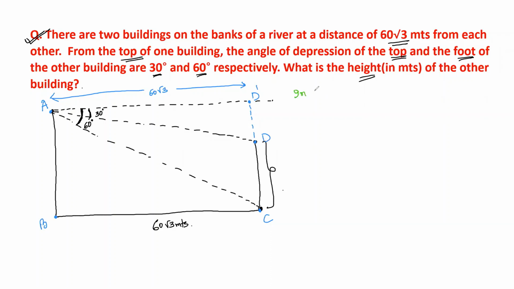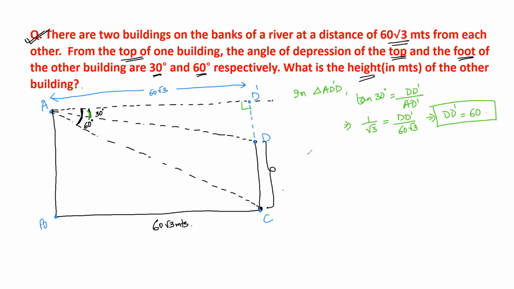Now, if we look at the triangle A D dash D, in that case, this angle is 90 degrees, this angle is 30 degrees. So, tan 30 can be written as perpendicular upon base. So, this would be D D dash upon A D dash. And we know tan 30 is given by 1 upon root 3. And this would be equal to D D dash upon A D dash, which would be 60 root 3. So from this, we can write D D dash would be 60 meters.